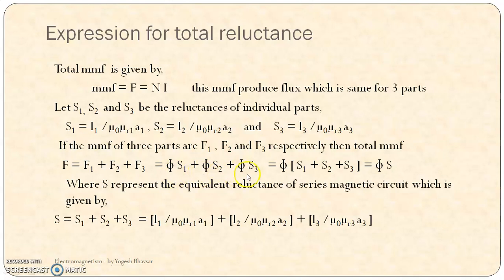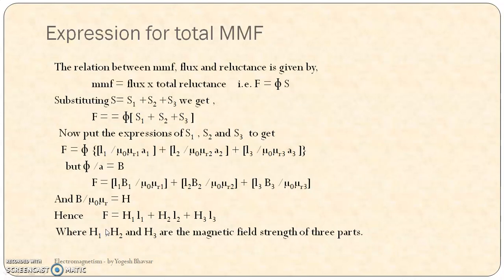Phi is the common because it is flowing through all the materials whose value is same. Then phi in bracket S1 plus S2 plus S3, or we can say phi S, where S is equal to S1 plus S2 plus S3. We can put all the values of S1, S2 and S3. So we will get the total reluctance of the circuit.